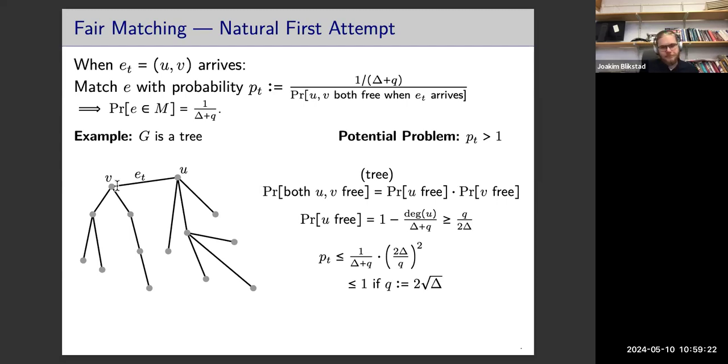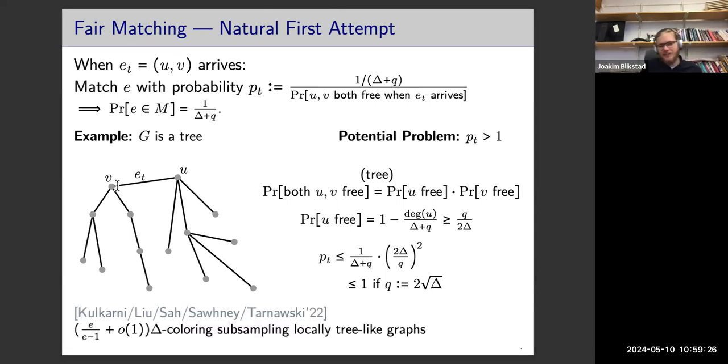But this is quite nice. And I can mention that some previous algorithms, for instance, this one I mentioned, this e over e minus 1 algorithm.